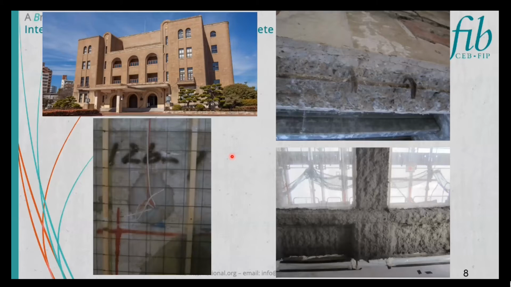Here is an example of the application of realkalisation to a historic building. This is a theater built in 1930 to celebrate the marriage of the emperor. This building suffered rebar corrosion and cover spalling caused by carbonation. By considering its historic value, the municipal government decided to preserve this building by applying realkalisation.